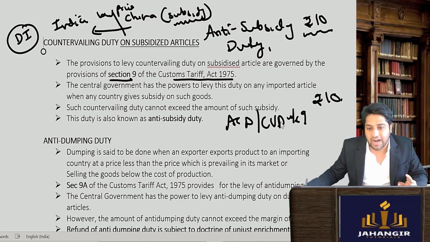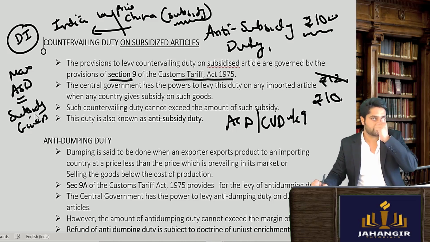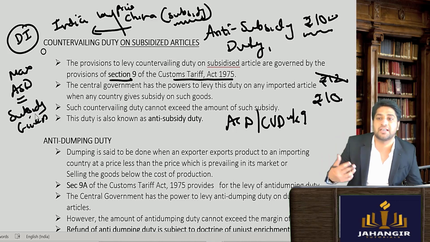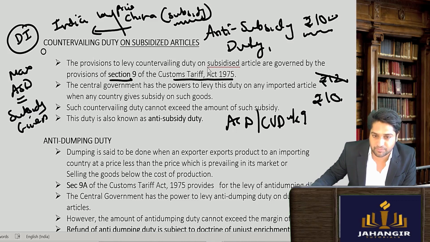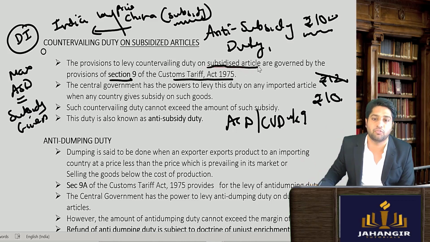Means what? Can an anti-subsidy duty be levied of rupees 12 when the subsidy itself is 10? Answer is no. The maximum anti-subsidy duty can be equal to the subsidy given. यहाँ तक clear? Because इसका object क्या है? To offset the losses caused, offset the damage caused due to the subsidy. So the provision of countervailing duty is on subsidized articles only. So if no subsidy is given, this section cannot be invoked.